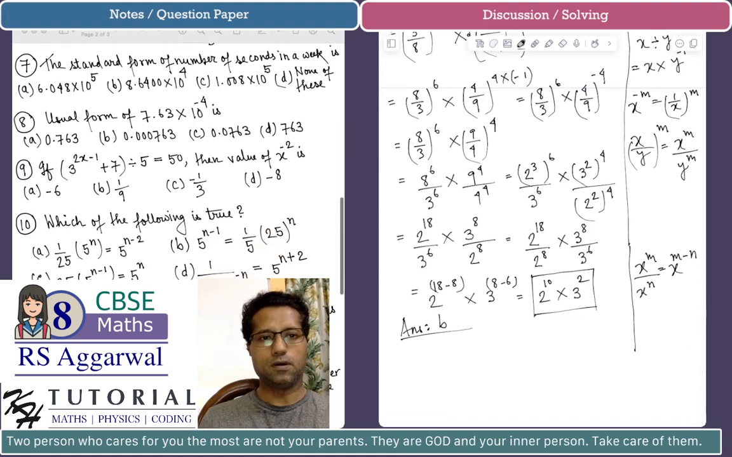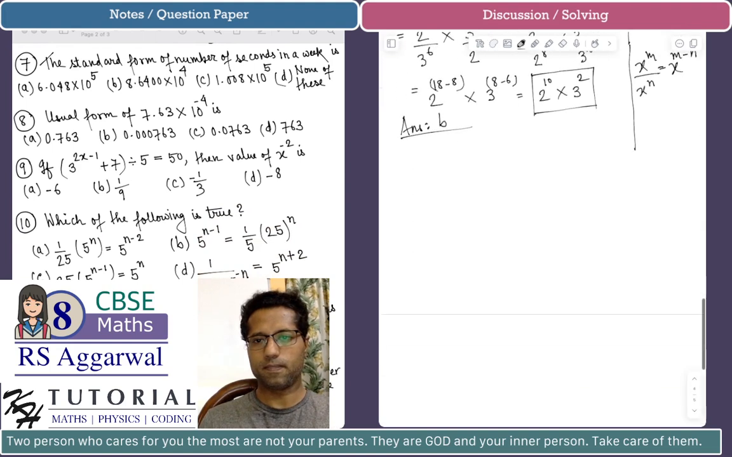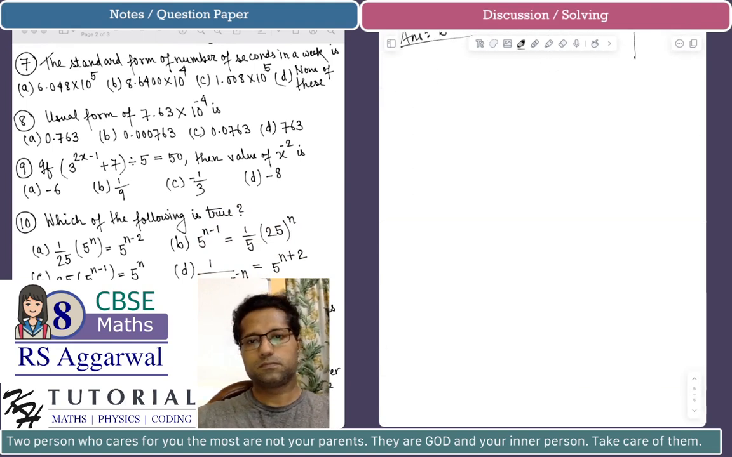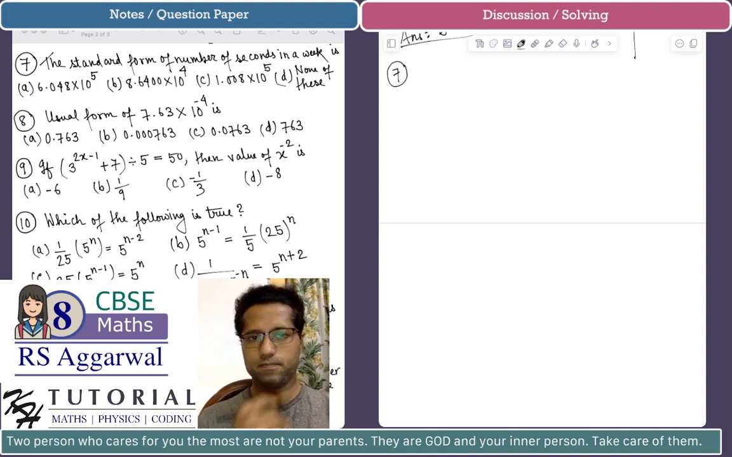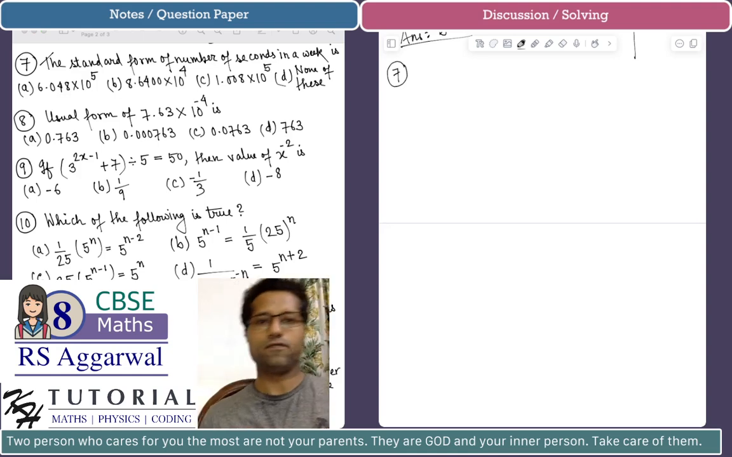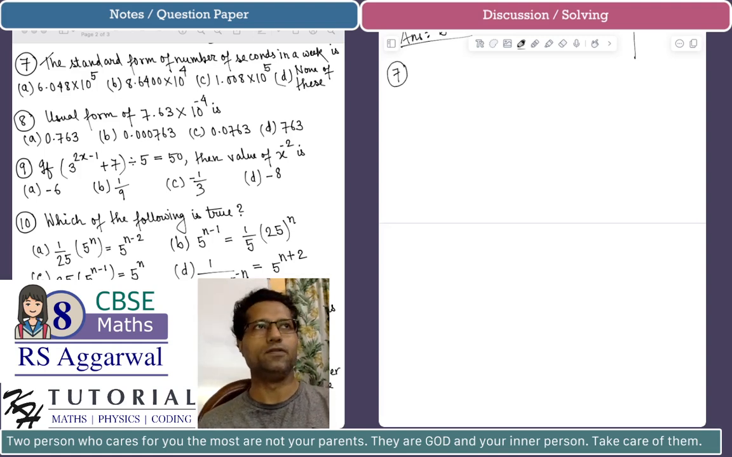Okay, let's do problem number 7. The standard form of the number of seconds in a week. The number of seconds in a week will obviously be a very large number. So, how many seconds are there in a day?